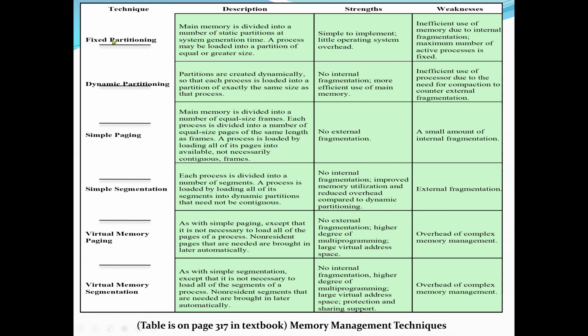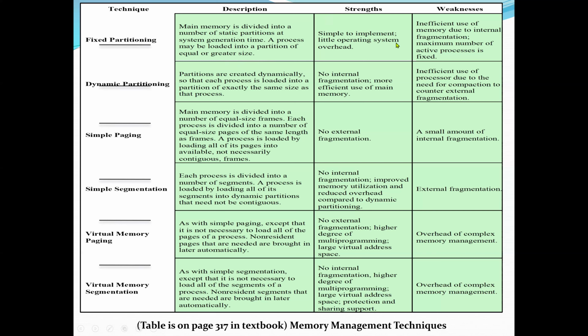It's the same concept as comparing an array with a linked list. We know that when we declare an array, we have to specify the size. So it's a fixed size. We don't change it during the running time of the program. But with a linked list, it's a dynamic concept, which means we can change the size while the program is running. So the same thing applies here. Fixed partitioning means the main memory is divided into a number of static partitions, which don't change, at system generation time. So a process may be loaded into a partition of equal or greater size.